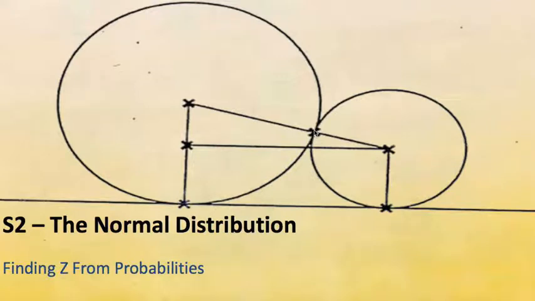Welcome to this S2 video on the normal distribution. Today we're going to be looking at finding Z values from probabilities. That's going to be using the standard normal distribution cumulative tables, but also the percentage points tables. To do this, we're going to just look at a couple of examples to explore all the eventualities that we could encounter.